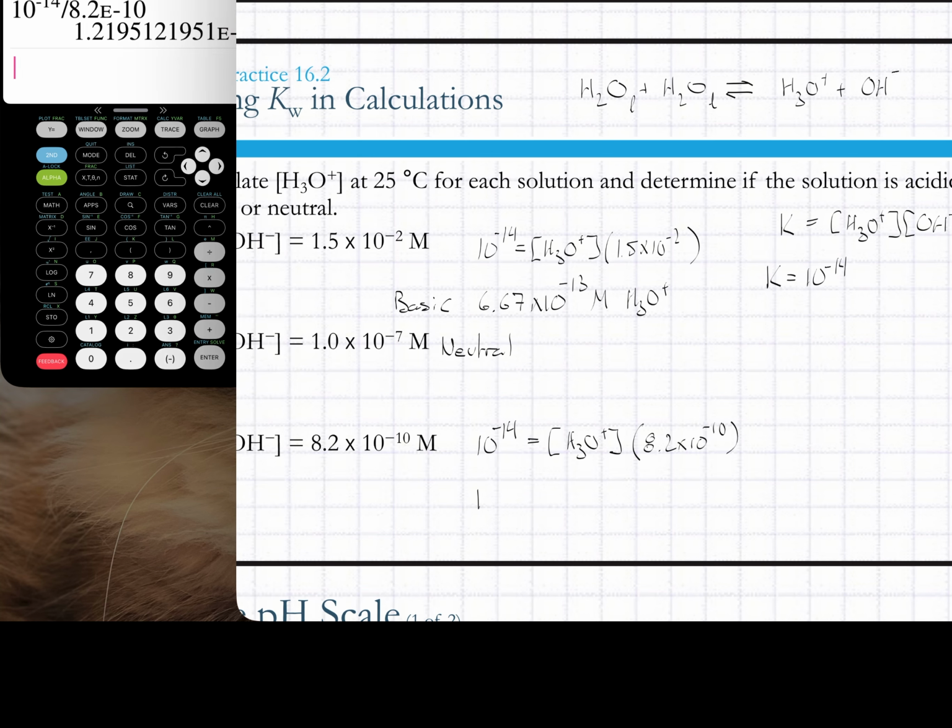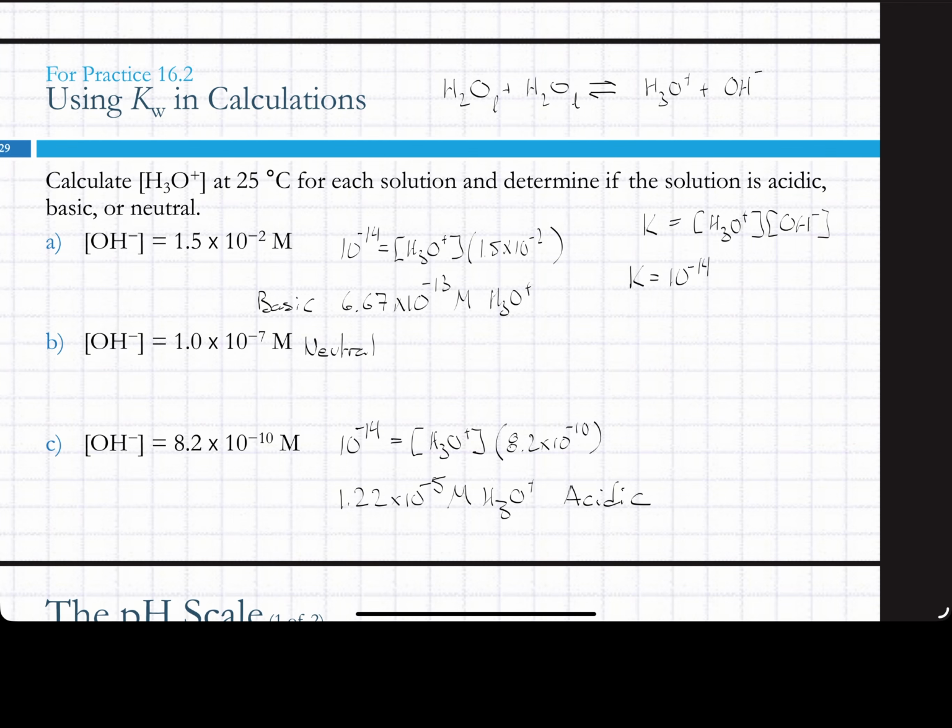So H3O plus is 1.22 times 10 to the negative 5. Is that more or less than 10 to the negative 7? More. So is it acidic, basic, or neutral? More H3O plus? Acidic. More H3O plus, acidic. Cool.